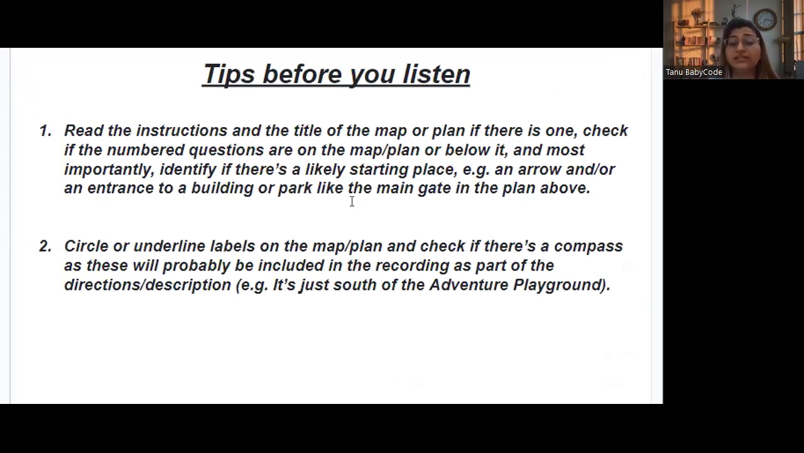First tip is to read the instructions and the title of the map or plan if you can see that there is one. Check if the numbered questions are on the map or plan or below it. Most importantly, identify if there is a likely starting place, for example, an arrow, an entrance to a building, or a park, like the main gate in the plan above, right? Second is circle or underline labels on the map. Check if there is a compass, as these will probably be included in the recording as part of the directions and description. For example, it's just south of the adventure playground.